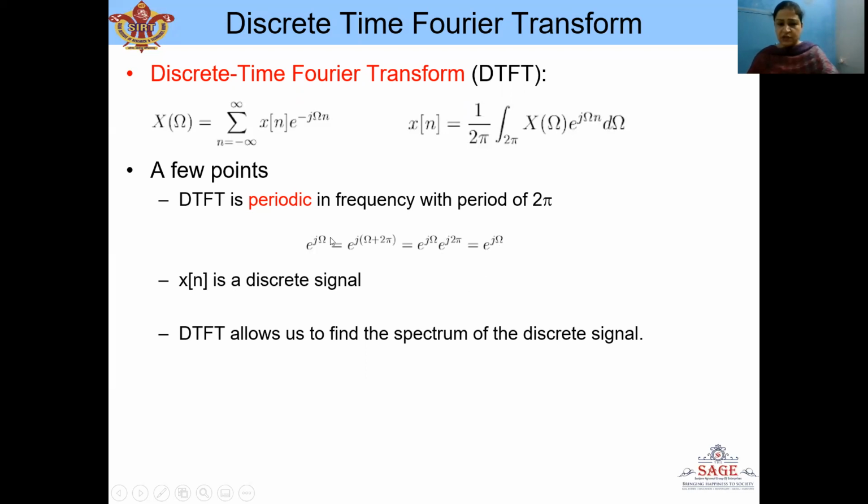Therefore, using this property of the exponential function, we can conclude that this DTFT X(Omega) will have the same value after an interval of 2 pi, 4 pi and so on. So we can say that DTFT is periodic in frequency with a period of 2 pi. DTFT allows us to find the spectrum of the discrete signal.